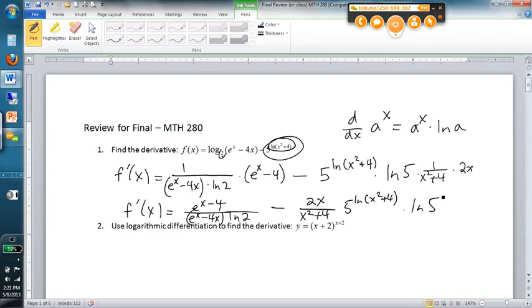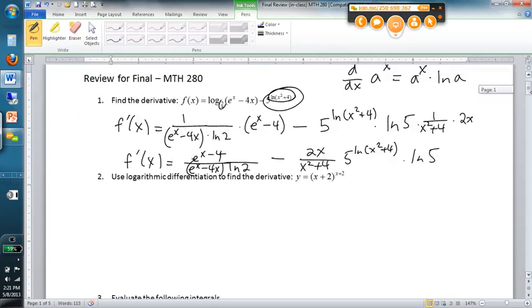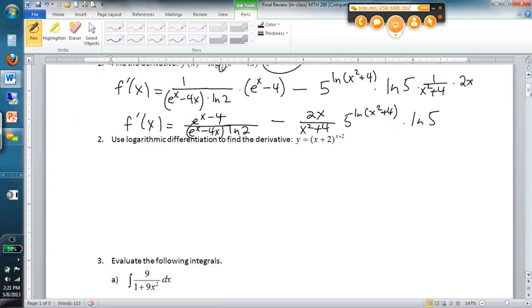Number 2, logarithmic differentiation. Remember it? That's one we used. There are different places you can use it, but number 2 is a good example of where we would use it, because we've got x in the base and x in the power. Do you use the power rule? Do you use something else? Well, logarithmic differentiation will take care of it.